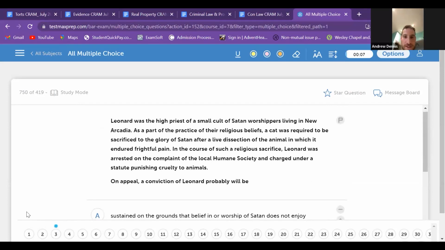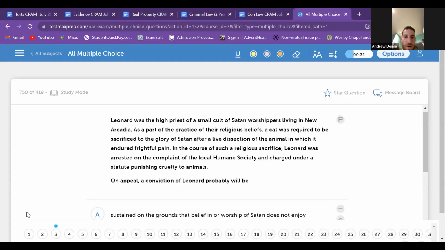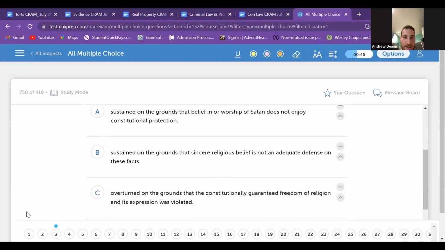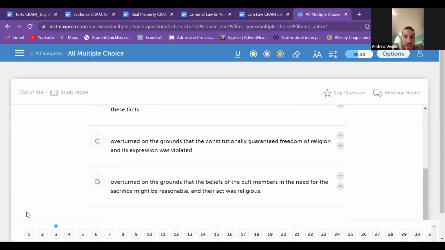Leonard was a high priest of a small cult of Satan worshippers living in New Arcadia. As part of the practice of their religious beliefs, a cat was required to be sacrificed to the glory of Satan after a large live dissection of animals in which it endured frightful pain. In the course of such a religious sacrifice, Leonard was arrested on the complaint of the local humane society and charged under a statute punishing cruelty to animals. On appeal, a conviction of Leonard probably will be sustained on the ground that belief in the worship of Satan does not enjoy constitutional protection; sustained on the grounds that the sincere religious belief is not an adequate defense on these facts; overturned on the grounds that the constitutionally guaranteed freedom of religion and its expression was violated; overturned on the grounds that the beliefs of the cult members in the need for the sacrifice might be reasonable and their act was religious.